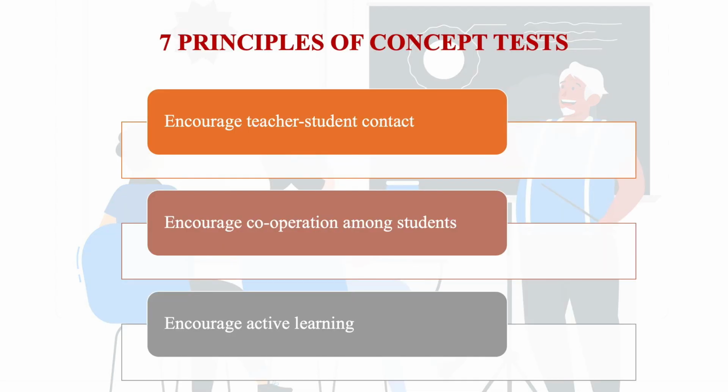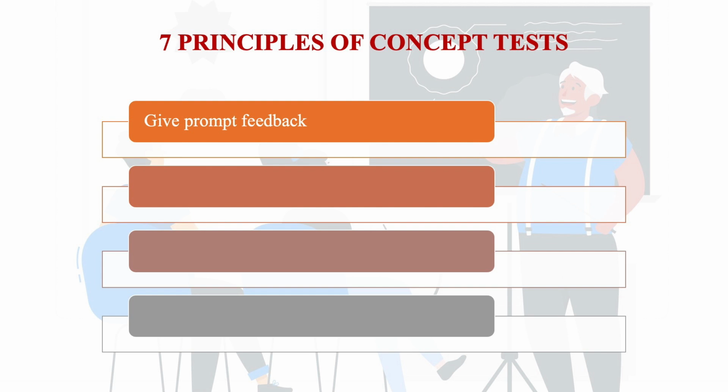Next, to encourage active learning. Without active learning, nothing takes place. So through this concept test, we have to make sure that this active learning process is taking place. Next point, give prompt feedback. Already we have discussed that this concept test is used as a formative assessment, and there comes the need to give immediate feedback to learners.